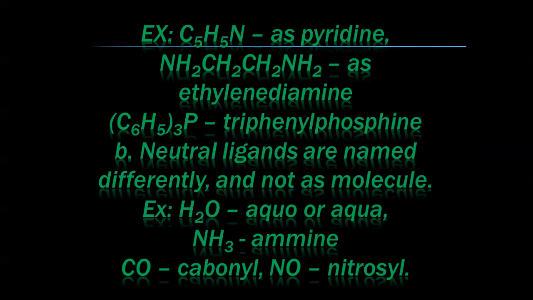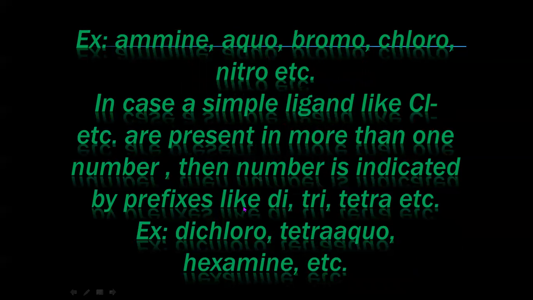See, this group is there, but how many such groups are there? Three. So we can write tri like that. When we have more than one of the same ligand, we have to use mono, di like that. For two such ligands, we use di. If we have 2 Cl minus, dichloro. For 3, tri. Tetra means 4 such atoms, molecules or ions are there. So 2 Cl minus, dichloro. 4 H2O, tetraaquo. 6 NH3, hexaammine, etc.